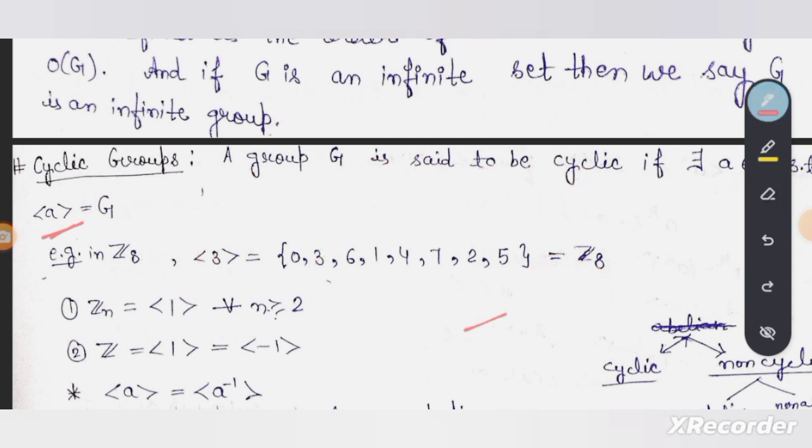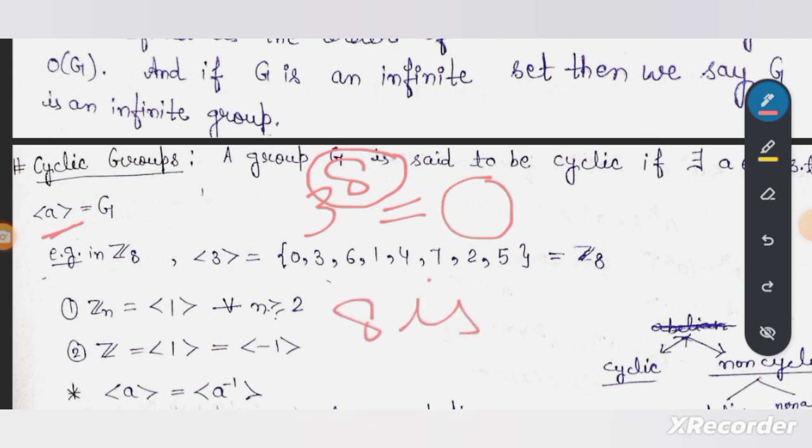So here we have 3 to the power 0, 3 to the power 1, 3 to the power 2, and when we do 3 to the power 3, you can calculate it, it's easy. When you calculate 3 to the power 8, it will give you 0. So what is 8? 8 is the order of the element 3.